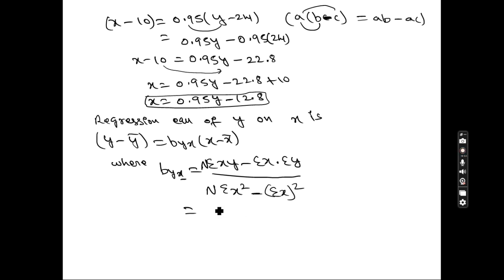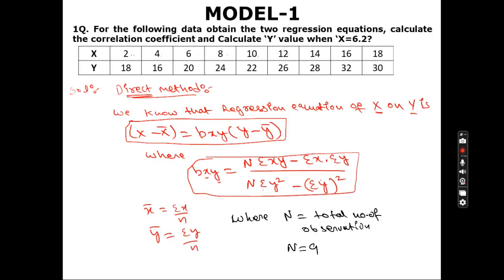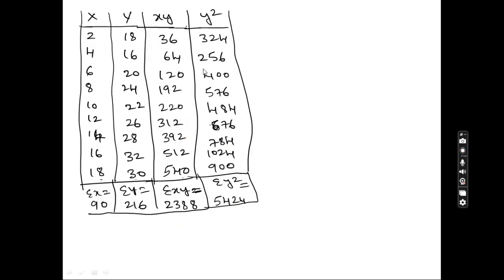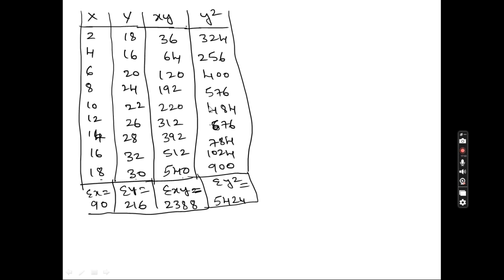So the numerator is nothing but 9 into 2388 minus 90 into 216, divided by, the numerator will be the same as what we got for x and y, so we have to get the same values here. The denominator will be different: 9 into 1140. Now remember, we need to go to the table. What is required here? The x square total is required, but it is not there, so we need to do x square also. I am taking x square here, because I am going to find out the y on x equation also.